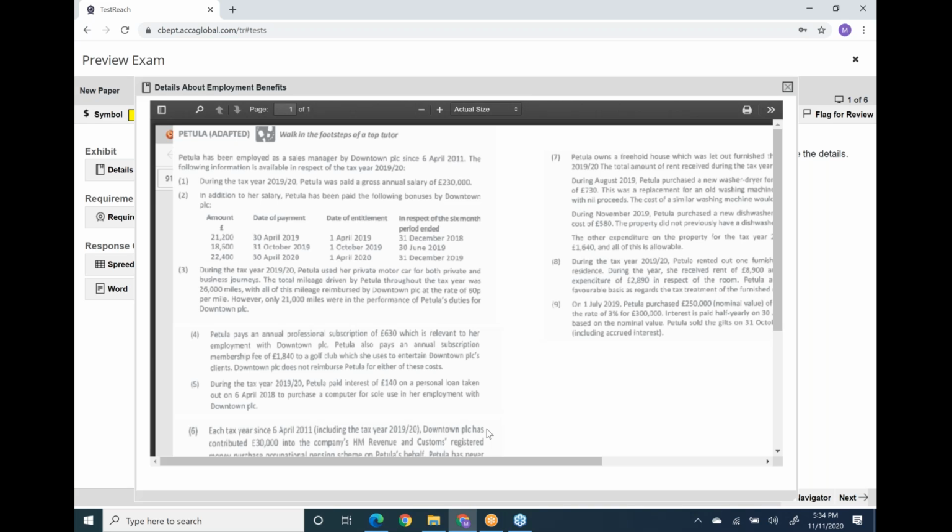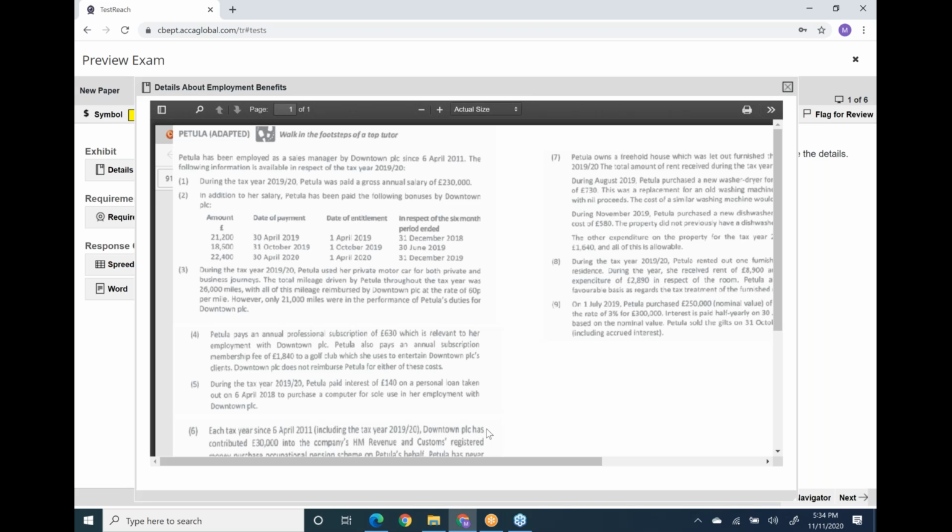During the year 1920, Petula used her private motor car for both private and business journeys. The total mileage driven by Petula throughout the tax year was 26,000 miles. Keep it in mind, 26,000 miles, with all of this mileage reimbursed by Downtown PLC, the owner, at the rate of 60 pence per mile. Okay, use your pen and paper, write it. How much amount must you have received as an employee? 26,000 times 0.6 you must have received. So this amount will be added because you have received it from your employer.